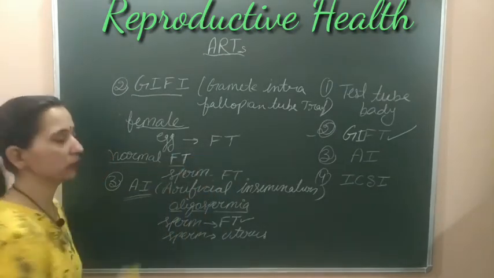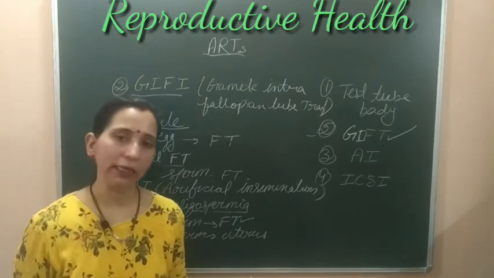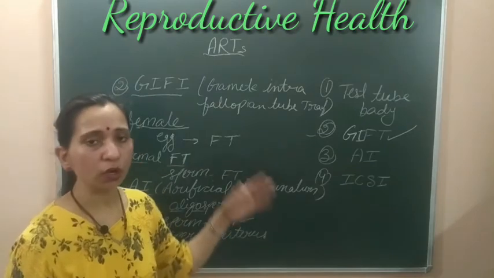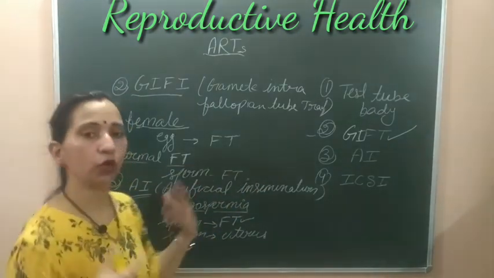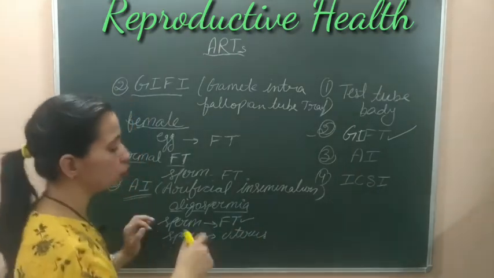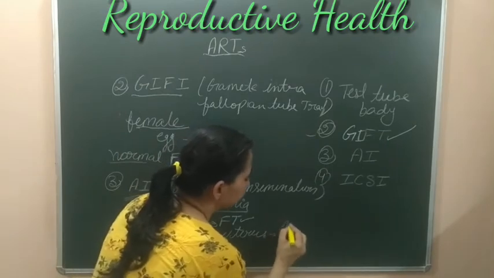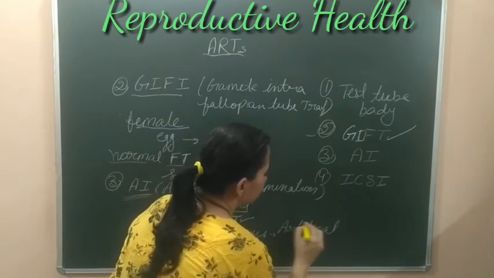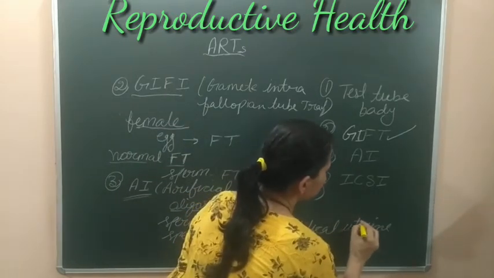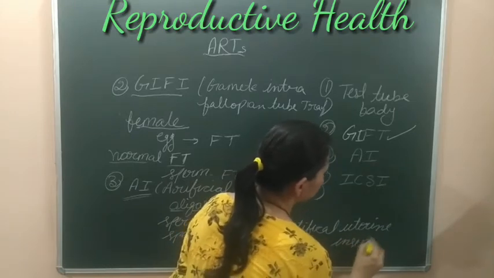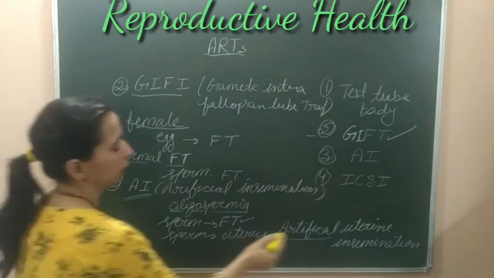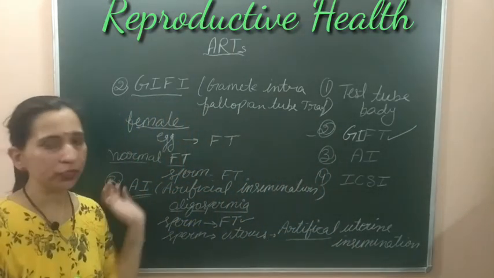As we discussed here, if the body is forming sperm antibodies, then the sperms are not able to cross the fallopian tube or cover the whole tract. For that reason the sperms are transferred directly into the uterus. Then we call it artificial uterine insemination. This is also a very helpful technique in the case of oligospermia, where the sperm count is very low.